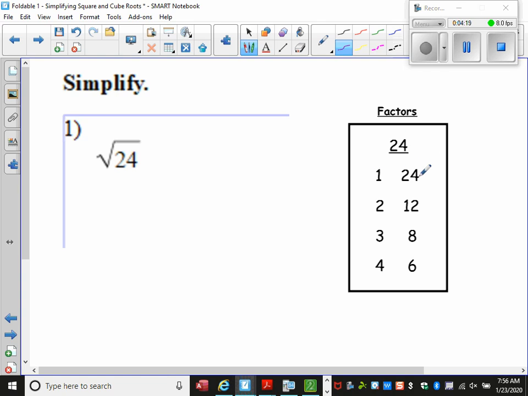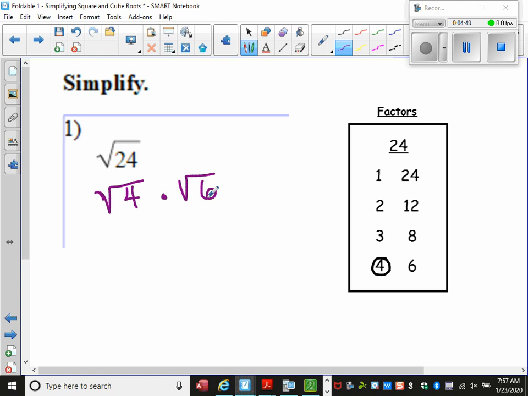Here are our factors of 24. We're going to start off with some small numbers first. Which number is the largest perfect square of 24? Everybody? 4. That's the largest perfect square in 24. So we're going to write it as 4 times 6.